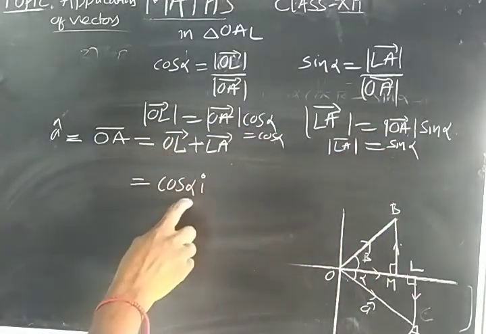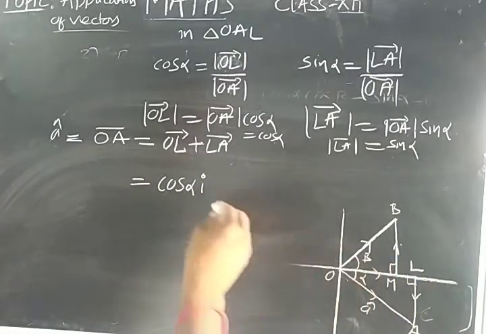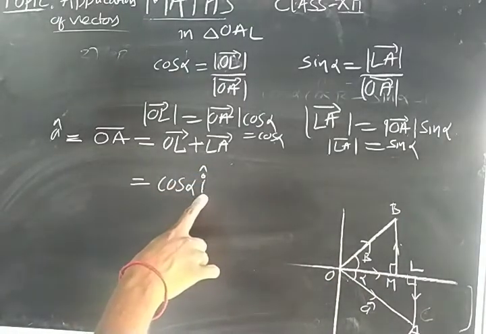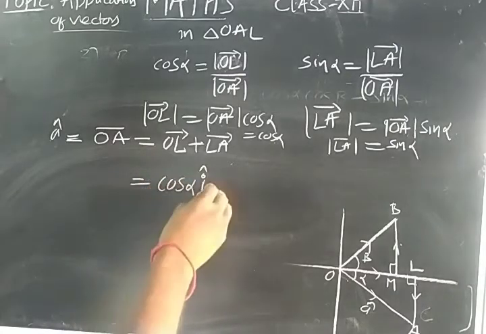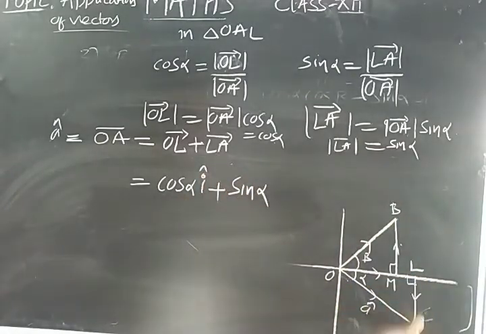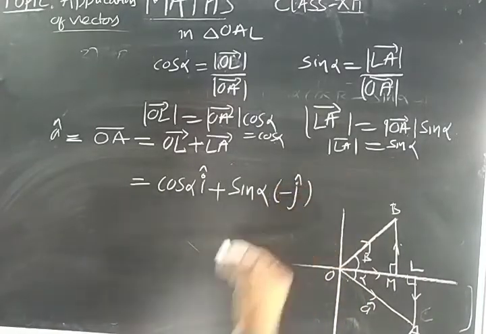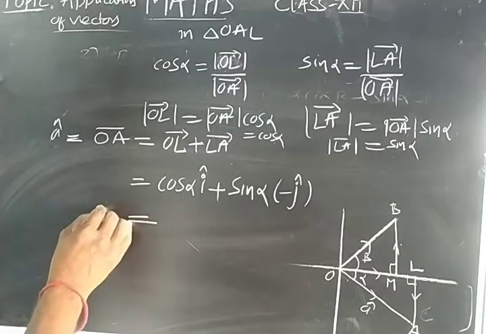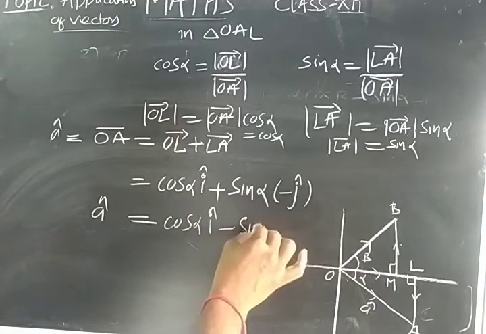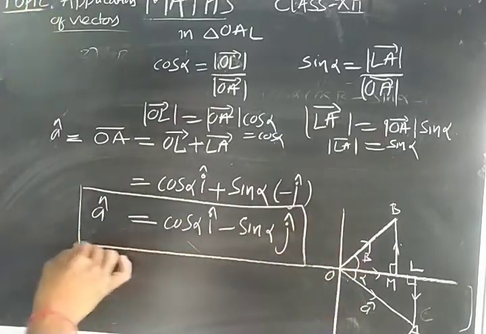So OL vector means magnitude with its direction, OL direction along the x-axis. Along the x-axis means you should take I cap, cos alpha I cap. This is the magnitude and this is the direction. And LA magnitude is sin alpha. LA direction is negative y-axis direction, so here minus j cap. Understand? Right. So here A cap equals cos alpha I cap minus sin alpha j cap. Remember, this is the A cap vector.